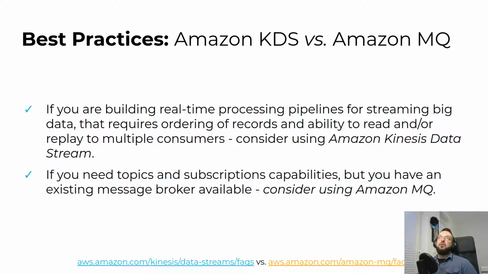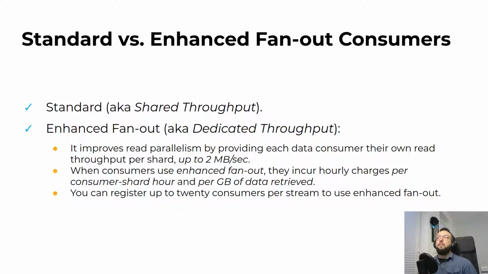Comparing Amazon MQ, a managed version of Apache ActiveMQ, and KDS is also simple. So if you have an existing message broker already in place, Amazon MQ is the service that you should use. Otherwise, you should either consider SQS, SNS, or Kinesis Data Streams. And that concludes the best practices for choosing between those 4 services, one after another.